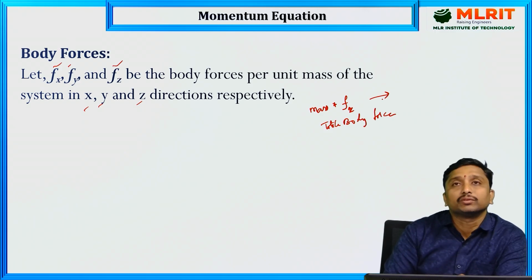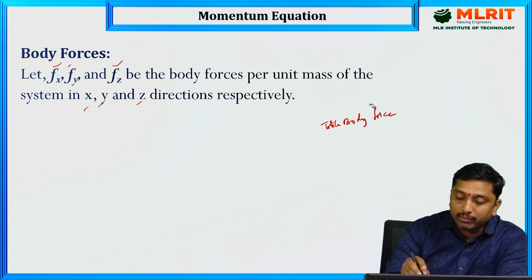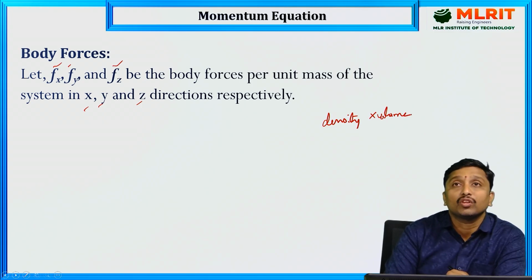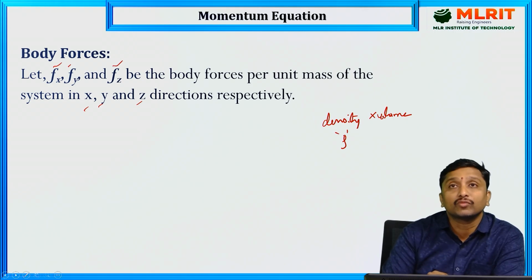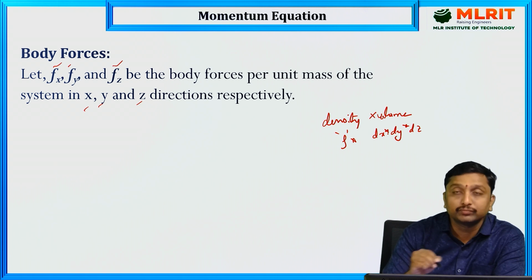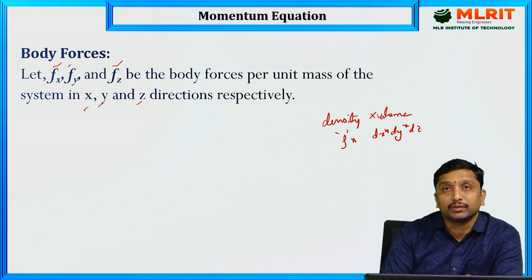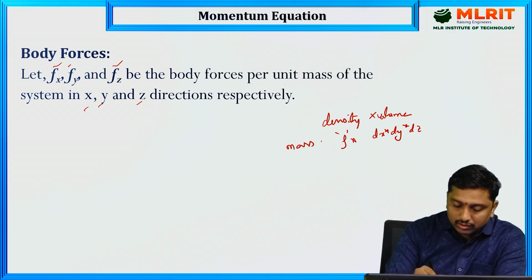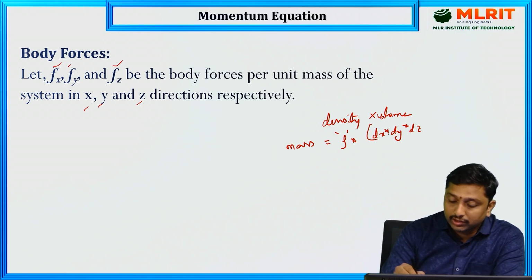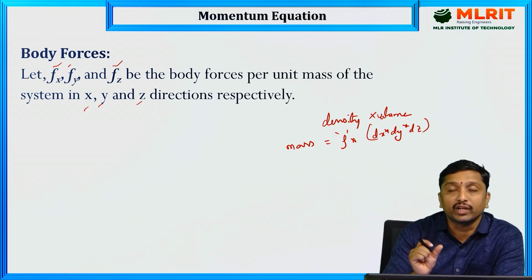In that particular direction. So how can I calculate the mass of the system? The mass of the system is nothing but density into volume. Density is given by rho, and the volume of a cube or cuboid can be written as dx into dy into dz. So the mass is equal to rho into dx dy dz, where dx dy dz is nothing but the volume of the infinitesimal element.